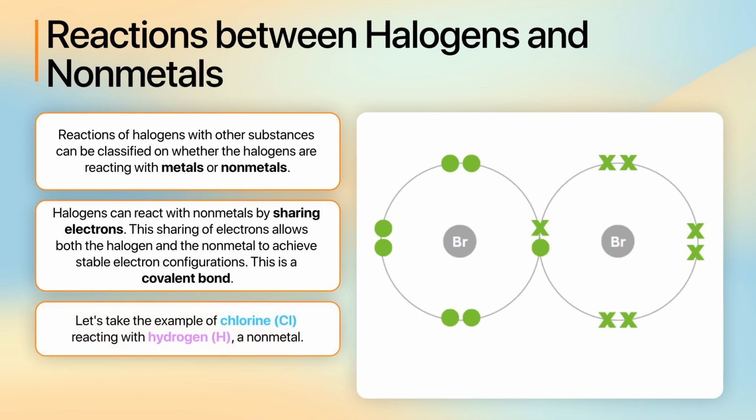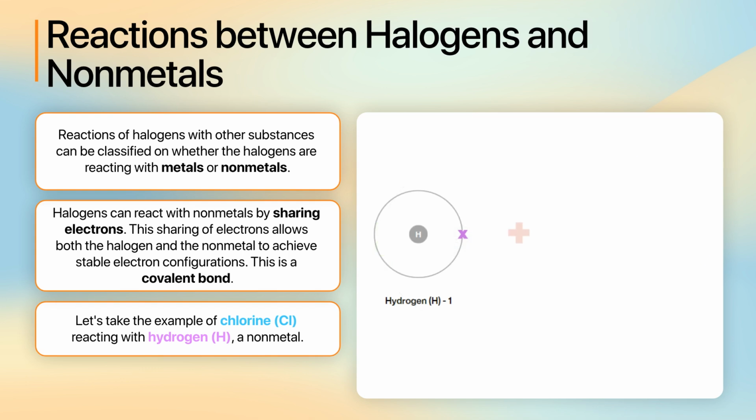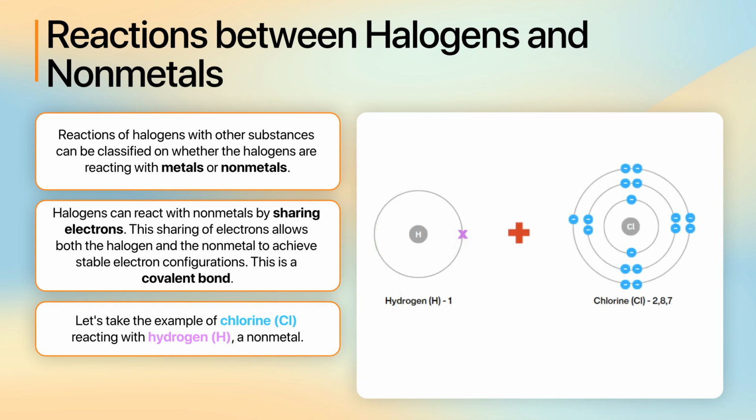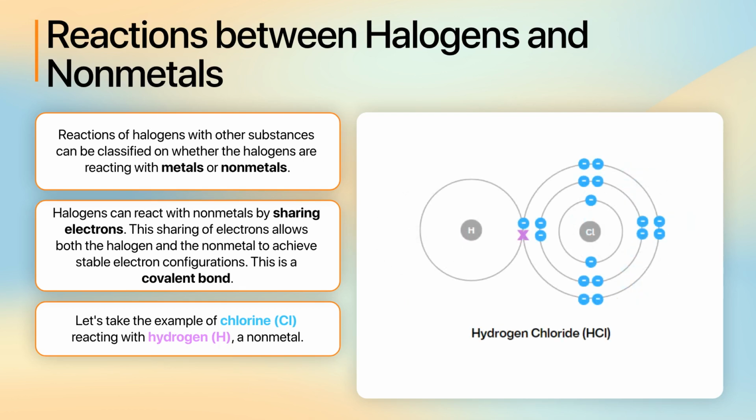Let's take the example of hydrogen, a nonmetal, reacting with chlorine. Each hydrogen atom has 1 electron, and each chlorine atom has 7 electrons in its outer shell. When they react, they share electrons to form a molecule of hydrogen chloride, HCl. In this case, each chlorine atom shares 1 electron from the hydrogen atom and one of its own electrons to form a single covalent bond, resulting in an HCl molecule.